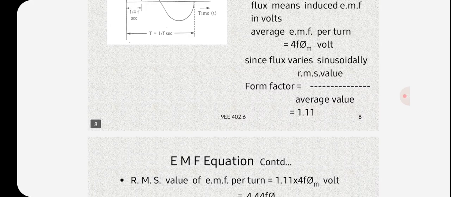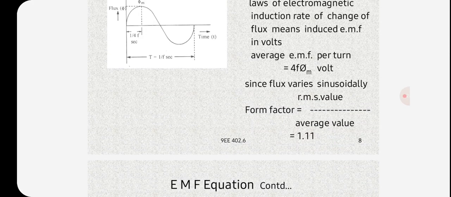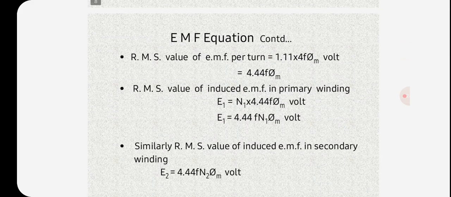And also we know the RMS value, average value and form factor. The form factor is RMS value by average value, that is equal to 1.11. This is the fixed value. So from this, the RMS value of EMF per turn is equal to 1.11 into 4fφm. So that is equal to 4.44fφm.